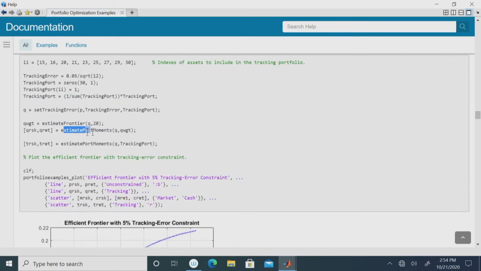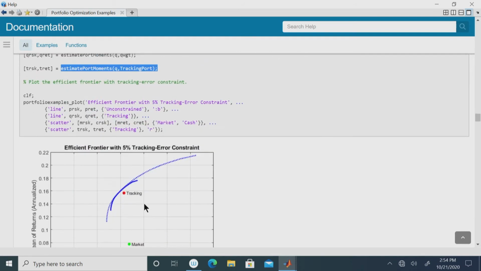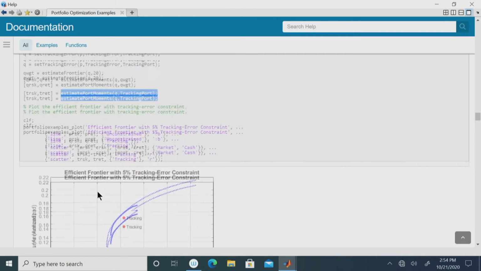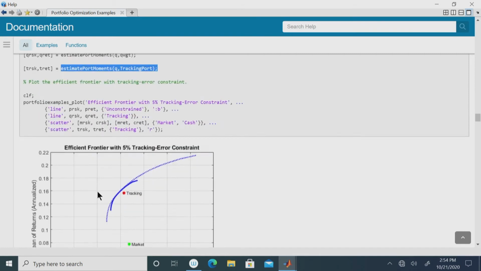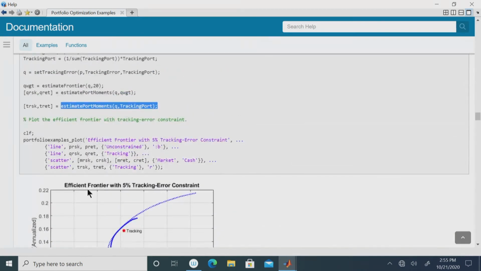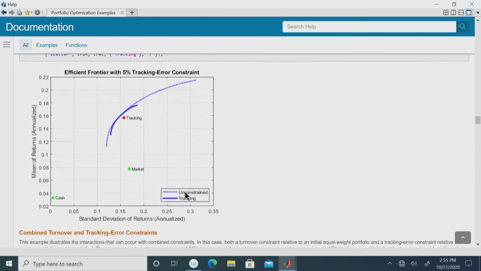So, here we will estimate the portfolio moments and the weights, and then the one with the tracking portfolio. Now we will calculate the efficient frontier in both scenarios. In the first one, the dotted line is nothing but the unconstrained efficient frontier as before, with no constraints imposed, and this red one is the tracking portfolio. This point represents the expected return and risk of the tracking portfolio, which comprises those 9 assets that have been identified, with an equal amount of weight assigned to each of them.